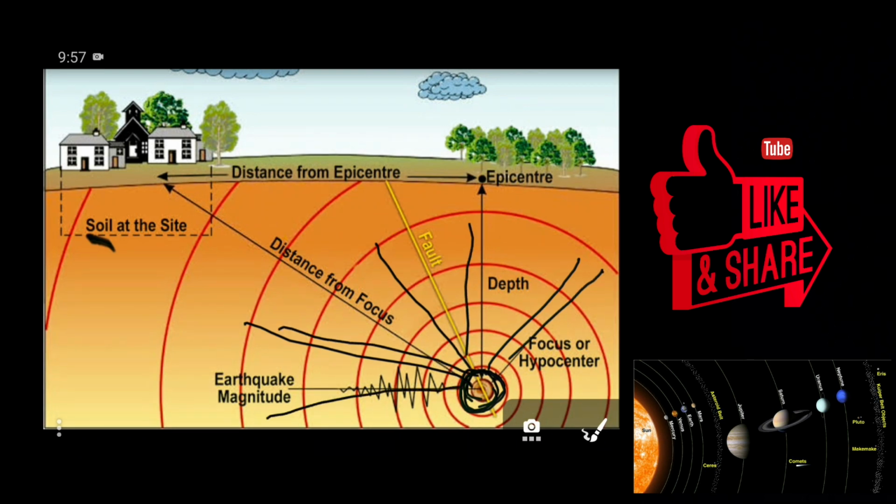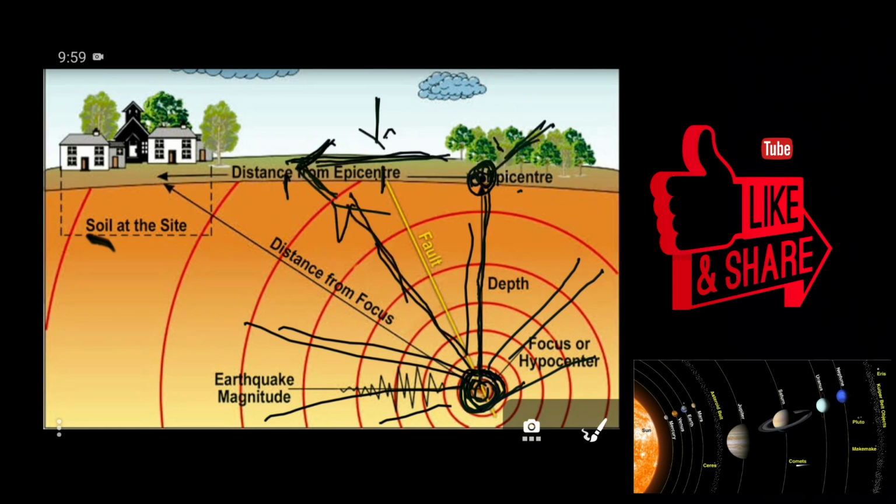In this way the seismic waves radiate, and the particular point on the surface of the earth directly above the focus is called the epicenter. We know the intensity of the earthquake decreases from the epicenter. When we go in this direction and also this direction, the intensity of the earthquake decreases.